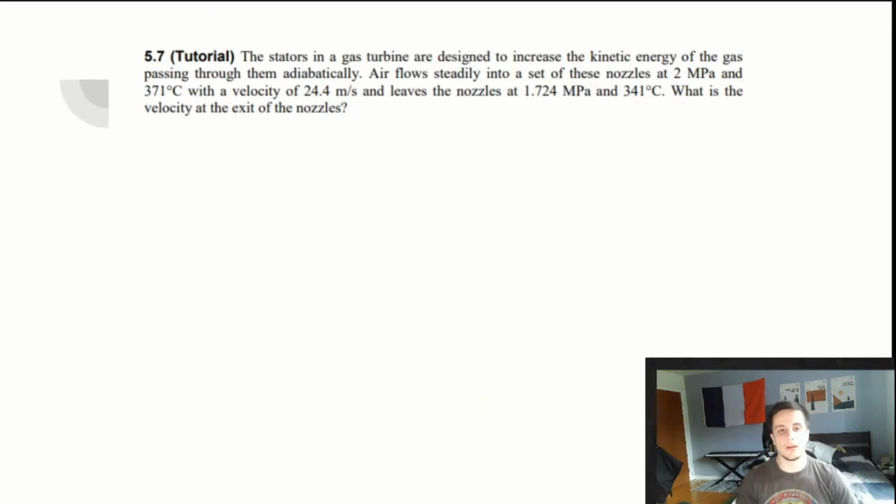Okay, so the stators in a gas turbine are designed to increase the kinetic energy of the gas passing through them adiabatically. Just to recap, adiabatically means that you have no heat transfer, so Q in your first law equation is equal to 0. Air flows steadily, so mass flow rate is the same throughout, into a set of these nozzles at 2 megapascal and 371 Celsius with a velocity of 24.4 meters per second, and leaves the nozzle at 1.724 megapascal and 341 Celsius. What is the velocity at the exit of the nozzles?